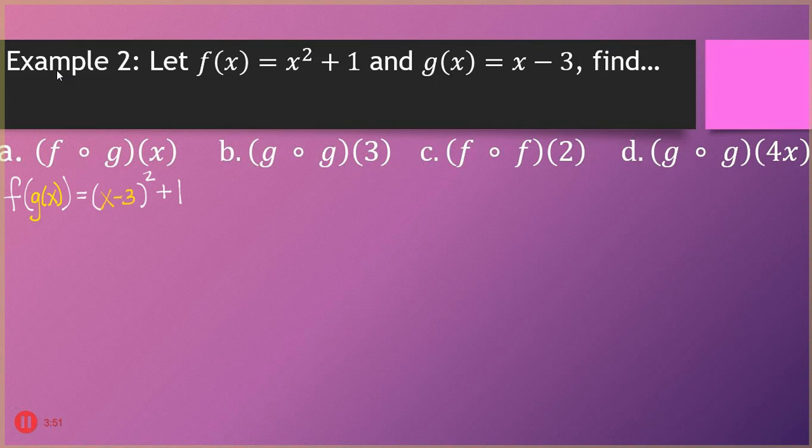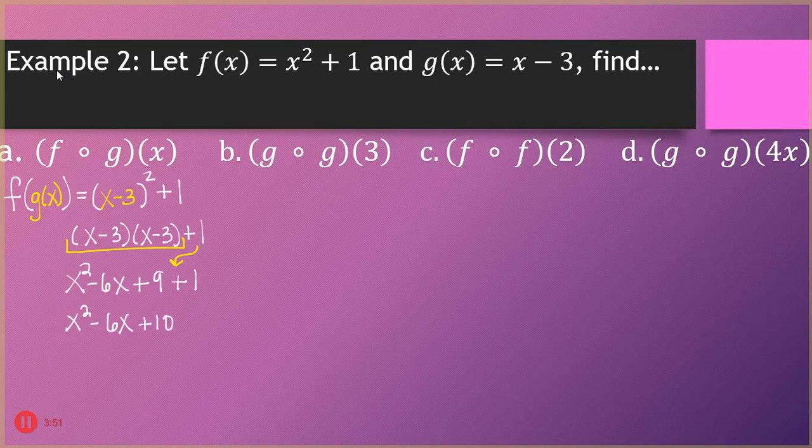Now be careful in this example because when we square something, we're multiplying it against itself. So you need to multiply x minus 3 times x minus 3. When you do that, you get x squared minus 6x plus 9. Bring down that plus 1 that was at the end, and then combine your like terms. So your final answer is x squared minus 6x plus 10.